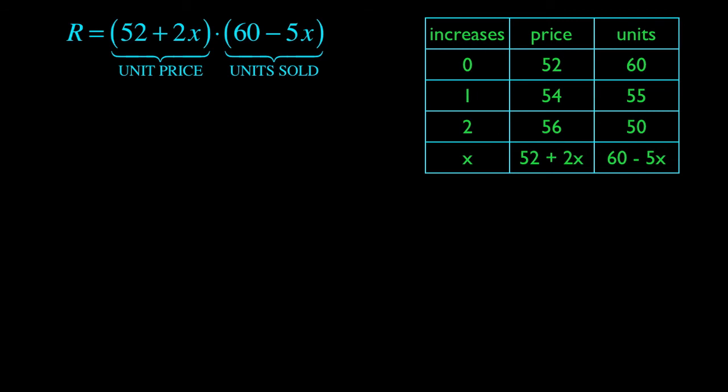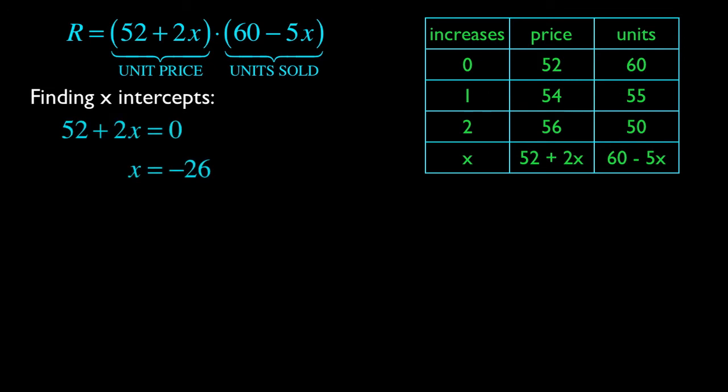Now, the next step in my process, as one of my ways to find a vertex, was to find X intercepts. So that's what I'm going to do next. In this problem, we're perfectly set up to do this. The revenue is already in factored form. So I look at each factor individually. I'd say 52 plus 2X equals 0 for one X intercept. That would give me X equals negative 26. And then the second X intercept would come from 60 minus 5X equaling 0, or X equals 12. And we learned this in an earlier video.